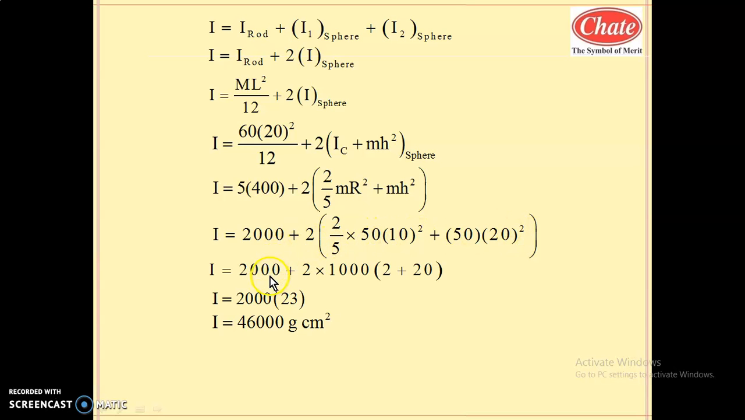So the next step becomes 2000 plus 2. If we take 1000 common from these two terms, the remaining terms inside the bracket will be 2 plus 20. So taking 2000 common, inside the bracket we have 1 plus 22, that is 23. So 23 into 2 is 46, and this is 10 raised to 3. Hence the total moment of inertia of the dumbbell is 46,000 gram centimeter square.